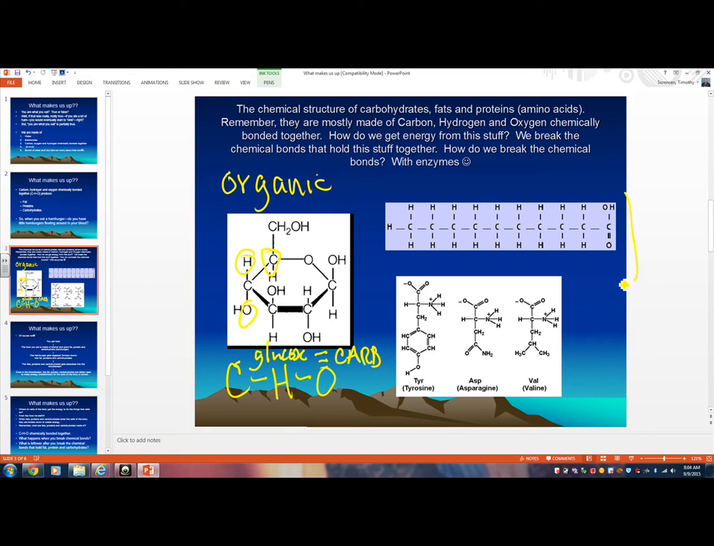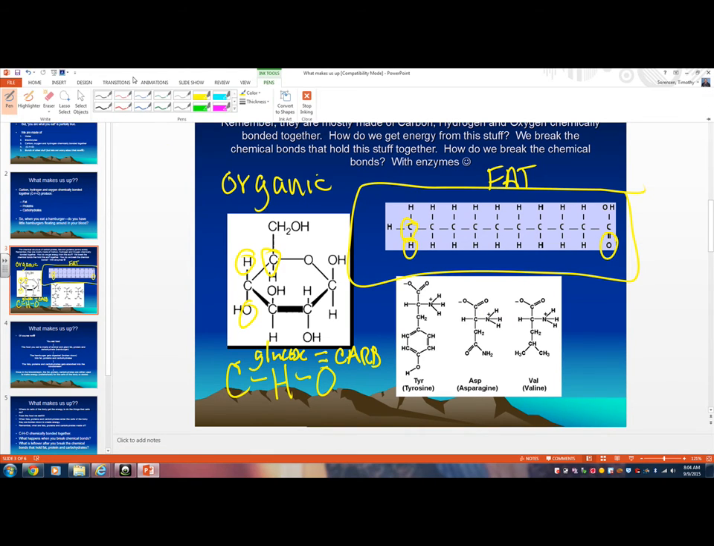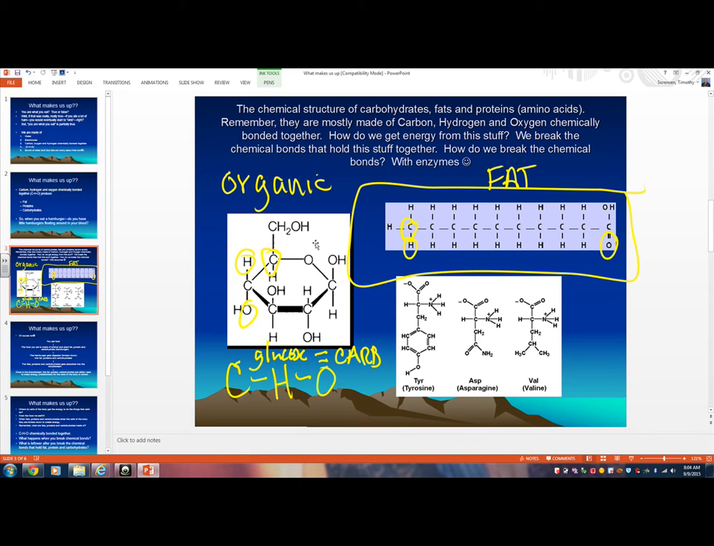Then you've got this guy here. Again, look. Carbon, hydrogen, oxygen chemically bonded together, just in a different way. So this is fat. And then finally, you've got the guys who are really important, the ultimate players in the body. You have the amino acids. And these guys are so important, I'm going to give them their own special slide.